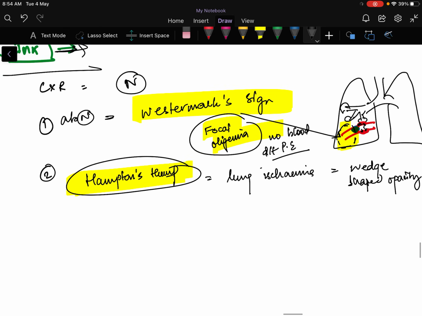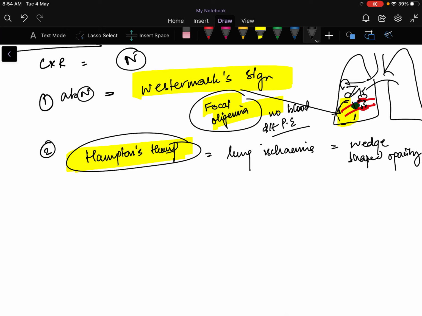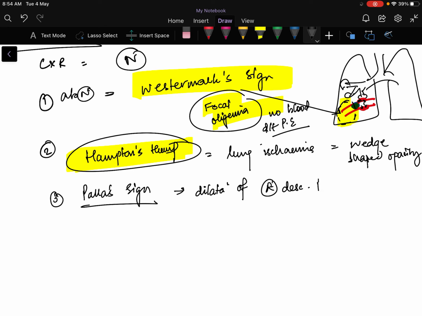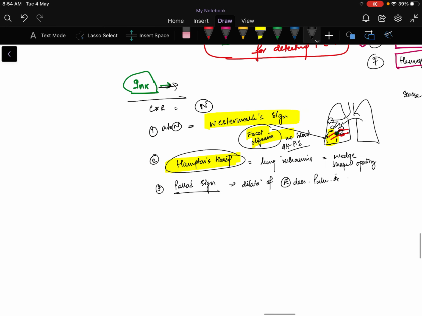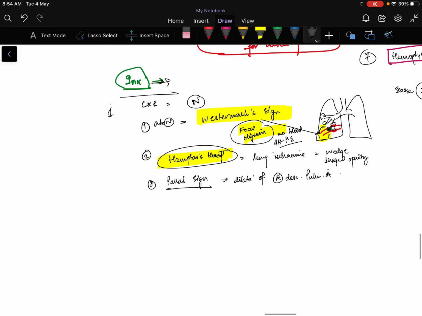And what else can be found is the Palla sign, which is due to dilatation of the right descending pulmonary artery. Okay. So this was about chest x-ray.